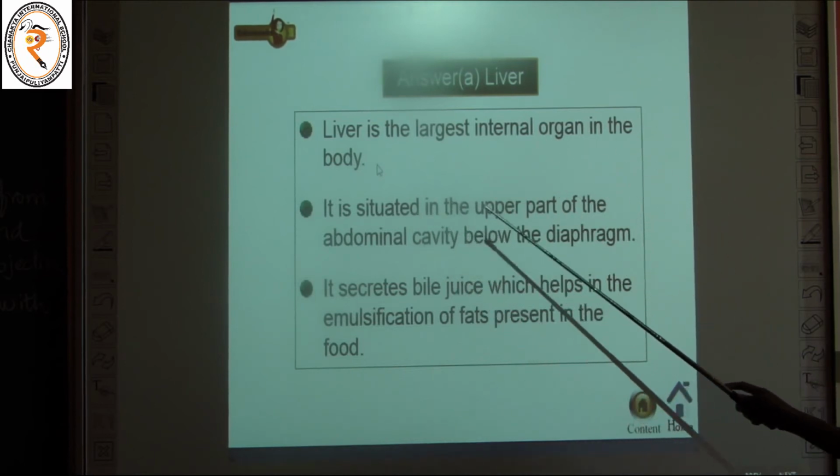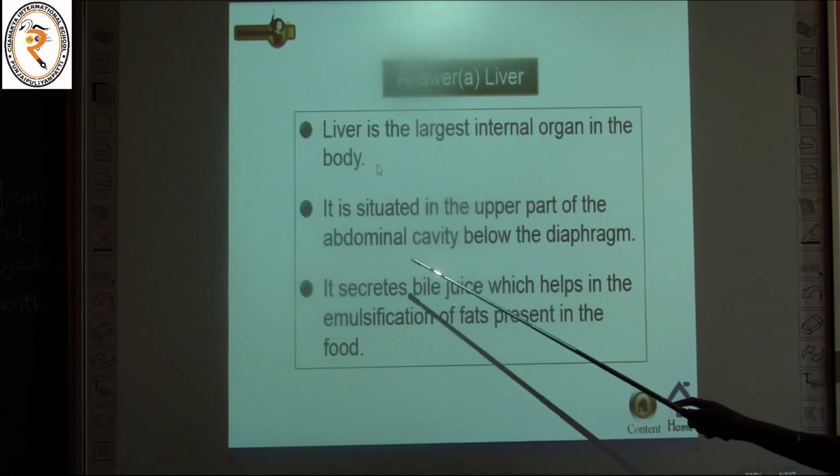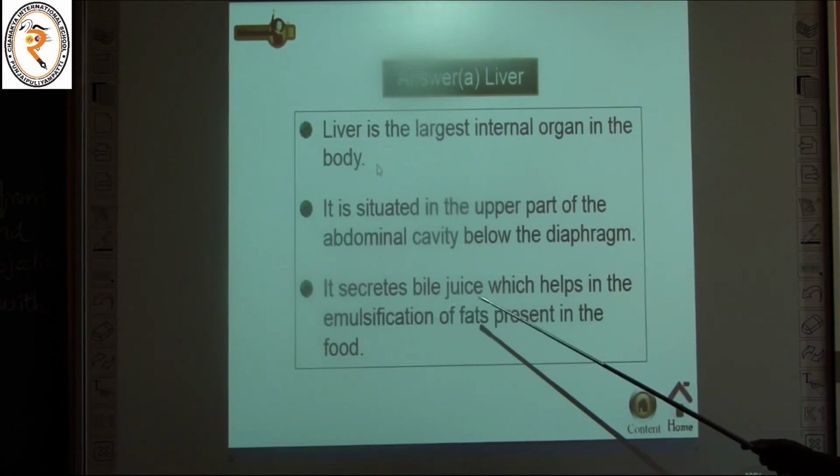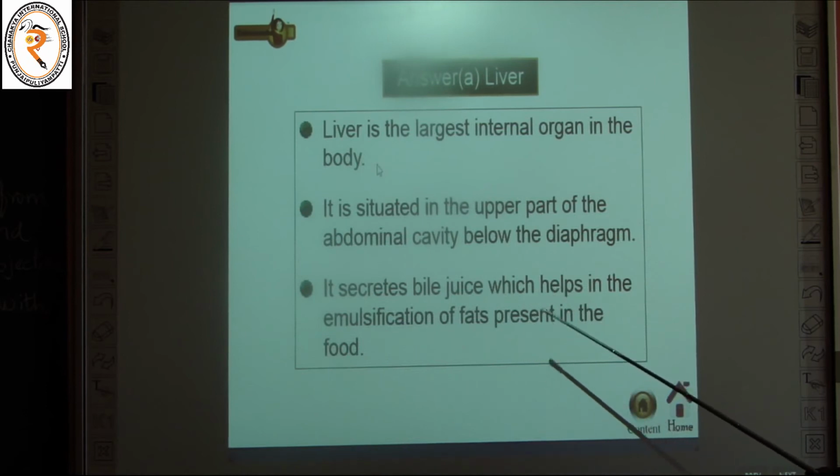It is situated in the upper part of the abdominal cavity below the diaphragm. It secretes bile juice. What is the use of bile juice? It helps in the emulsification of fats present in the food, so the fats in the food items can be easily digested. That is called bile juice. So what is the largest internal organ present in our body? It is the liver.